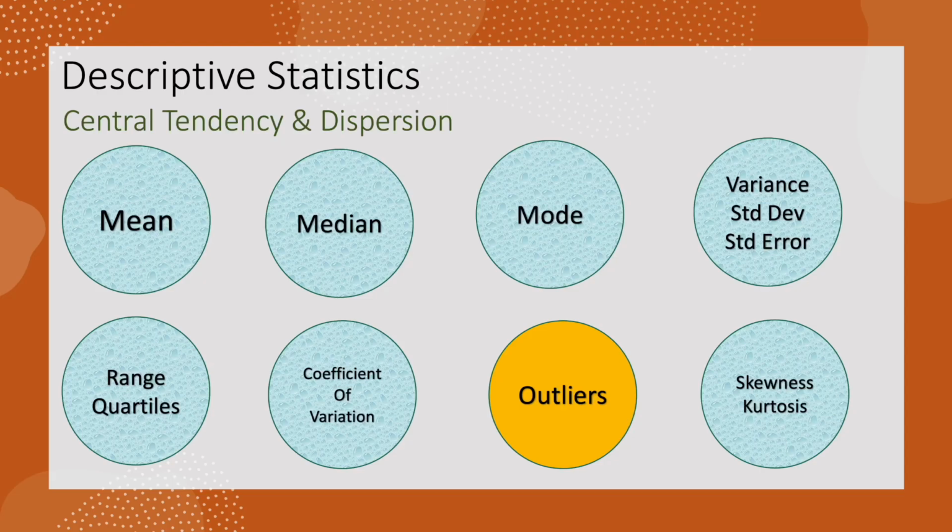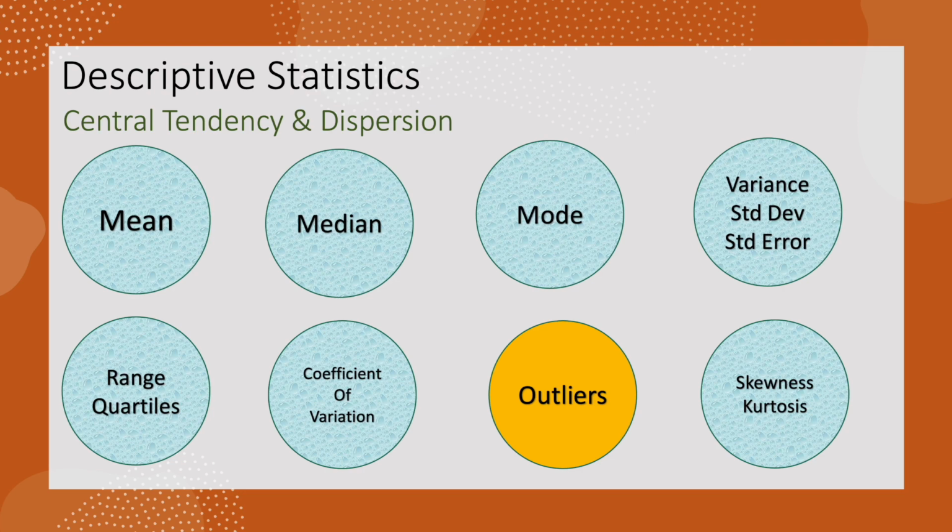Let's learn. Now just as a quick recap, in descriptive statistics we primarily deal with two concepts, central tendency and dispersion. Central tendency deals with the location of the data. Dispersion deals with the variability or the spread of the data. The metrics for central tendency are mean, median, and mode. For dispersion, it's variance, standard deviation, range, quartiles, skewness, kurtosis. The topic for today is outliers.